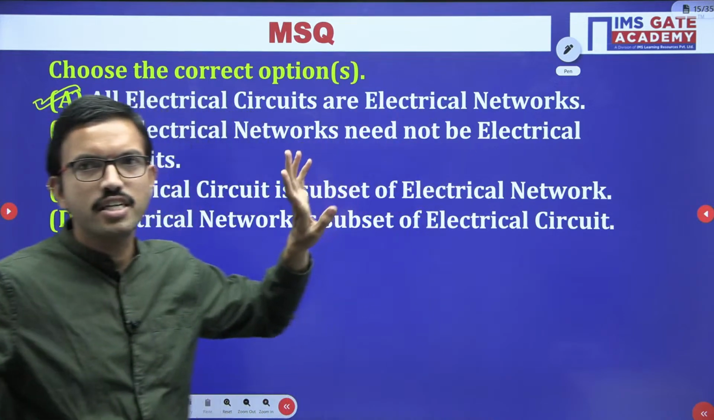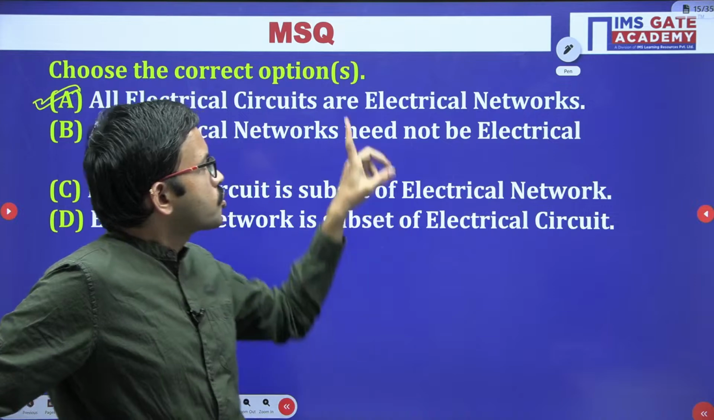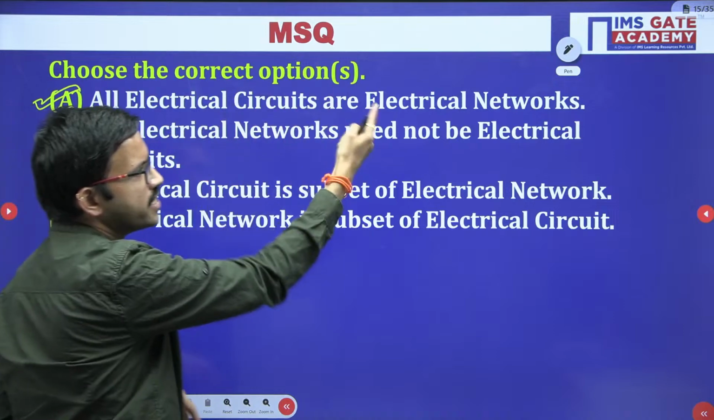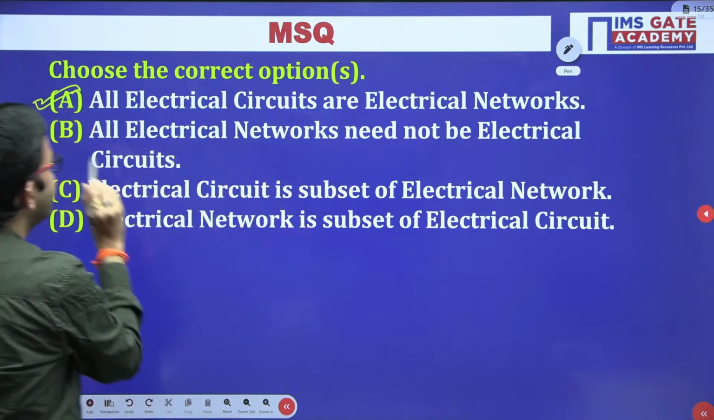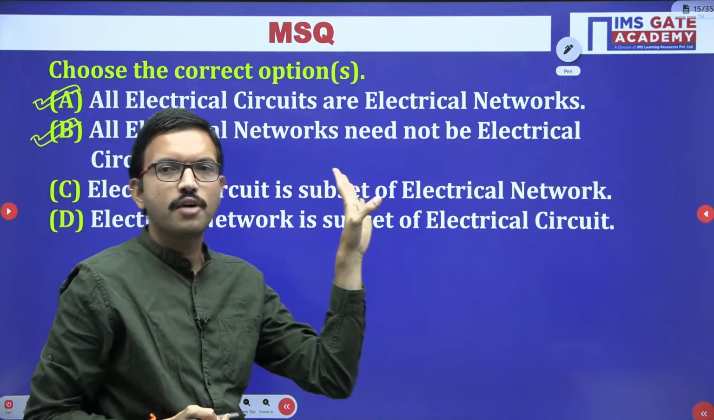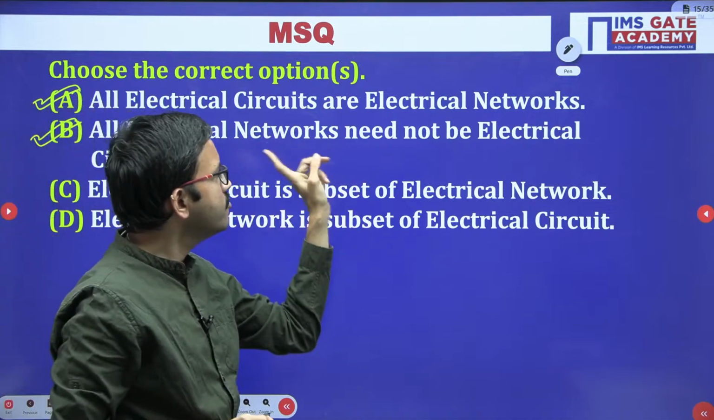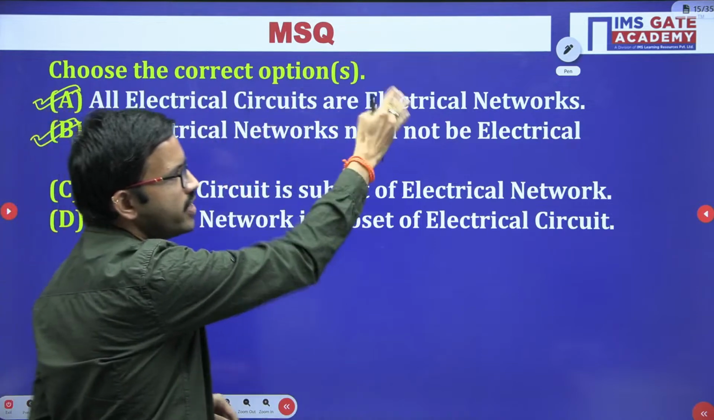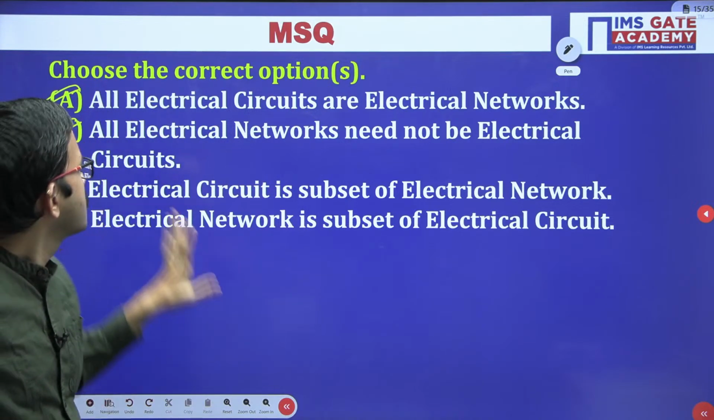If you recall the basic definition we mentioned, an electric circuit is nothing but an electrical network which contains at least one closed path. So electric circuits are nothing but electric networks. Next one, all electrical networks need not be electric circuits. Yes, this is also correct. If there is no closed path, we call it simply a network. But if you have at least one closed path, then we call that network a circuit. So all electric circuits are by default electrical networks, but all electric networks need not be electric circuits. Both are correct.